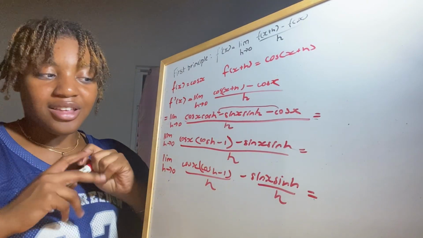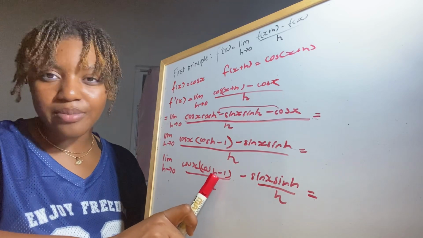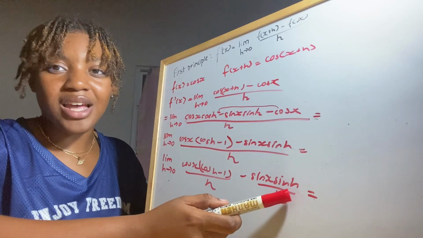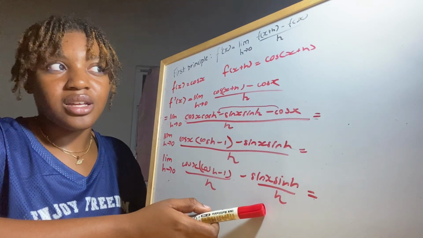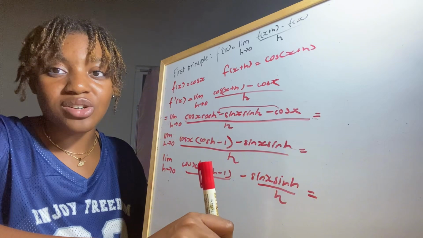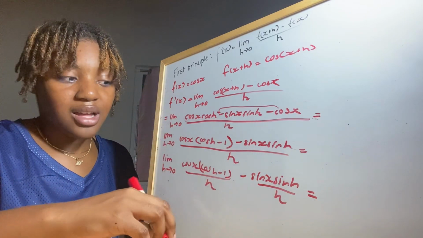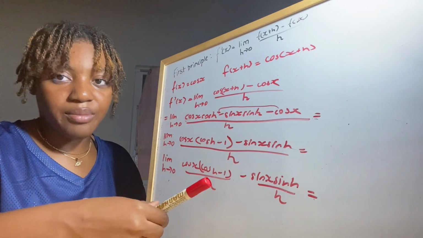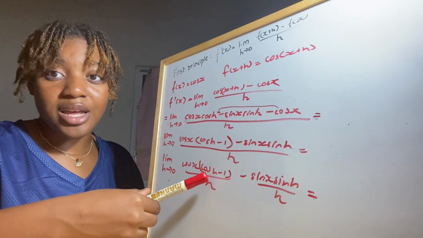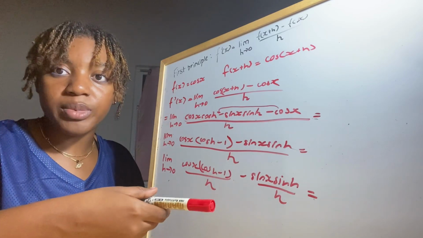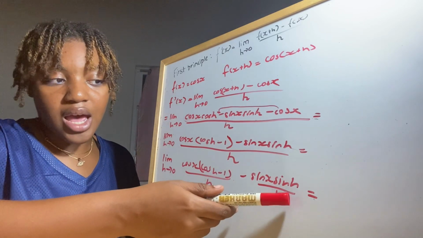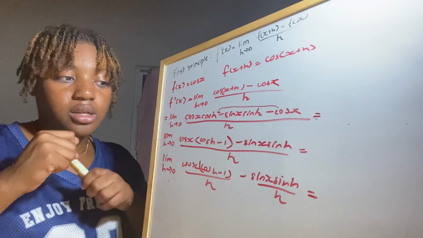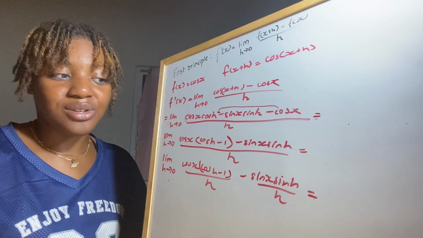From here, you realize that we have the cos h minus 1 over h with the cos x, right? And over here we have sine h over h with the sine x. Recall from limits the special cases where we have the limit as a variable approaches 0. For cos h minus 1 over h, the limit would be equal to 0. And for sine h over h, as h approaches 0, the limit would be 1. So we're going to find a way to apply those special cases.